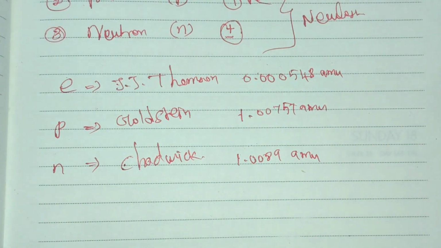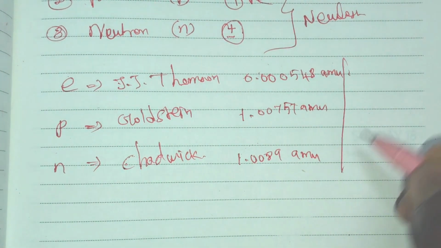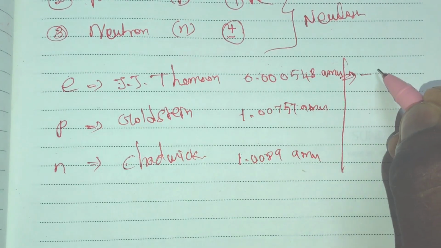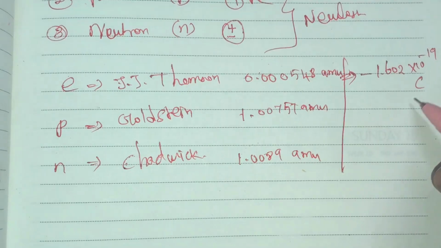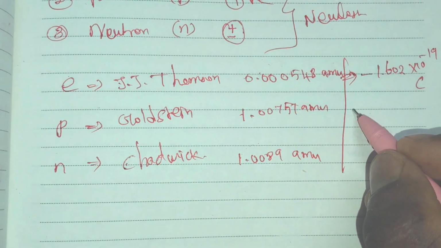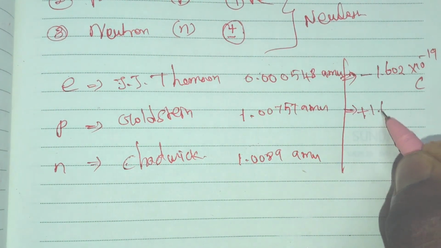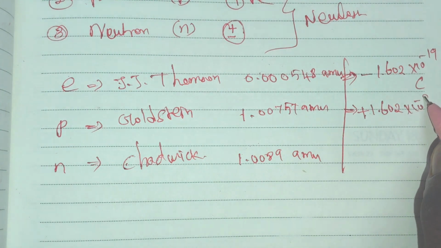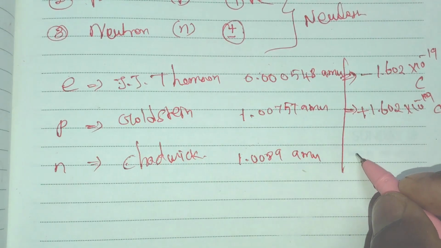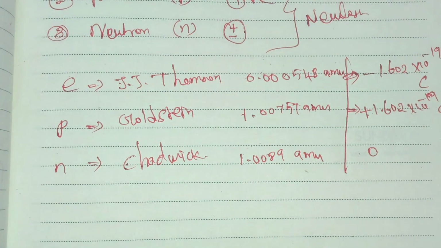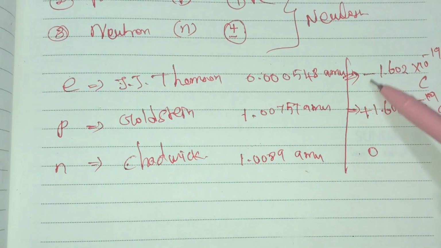The charge of the electron is minus 1.602 into 10 to the power of minus 19 coulomb, and the charge of the proton is plus 1.602 into 10 to the power of minus 19 coulomb. The neutron is chargeless. So the electron and proton differ only in the sign of the charge value.